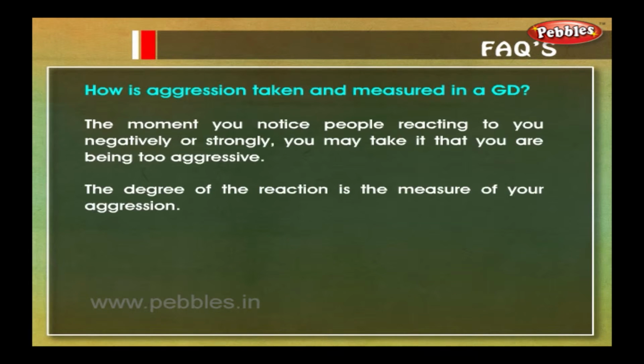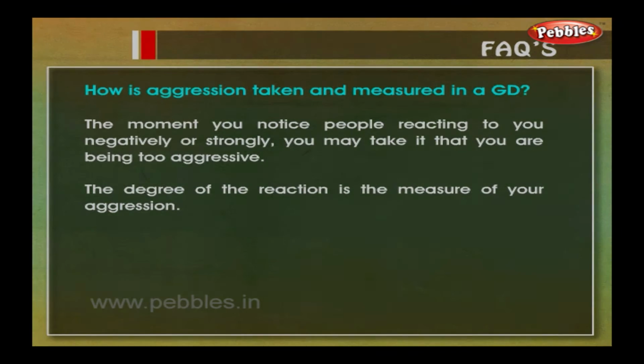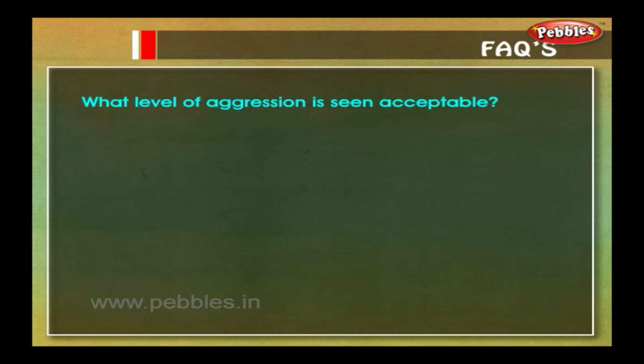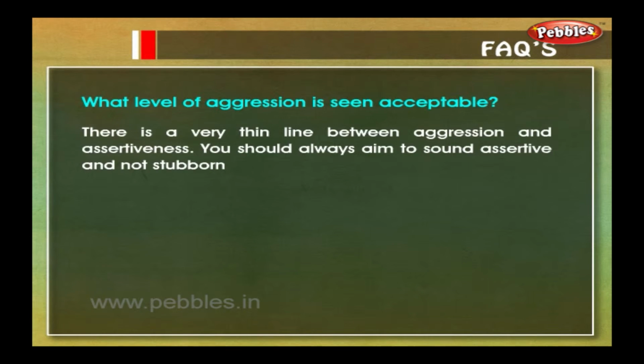How is aggression taken and measured in a group discussion? The moment you notice people reacting to you negatively or strongly, you may take it that you are being too aggressive. The degree of the reaction is the measure of your aggression. What level of aggression is seen as acceptable? There is a very thin line between aggression and assertiveness. You should always aim to sound assertive and not stubborn.